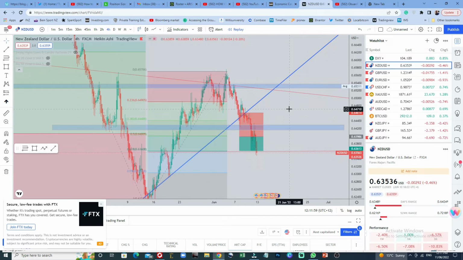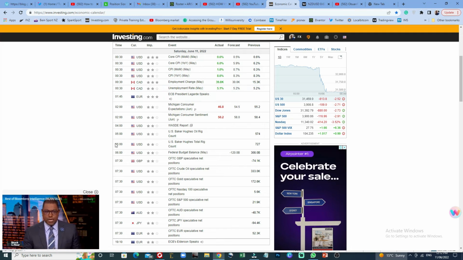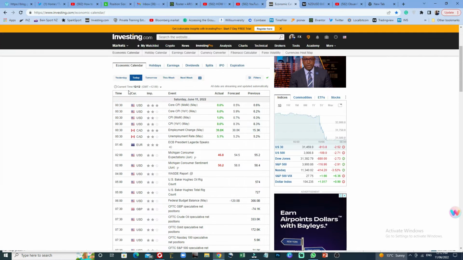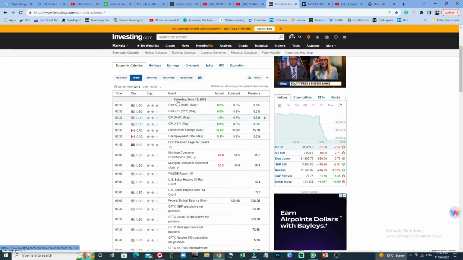So overall, you can see that the market actually demonstrated that USD gained further strength this week. And I can also go back to the fundamentals and see what actually happened. See, we had USD events here. This is Saturday, June 11, 2022. This is also Friday in another part of the world behind us, and that's America and other places.